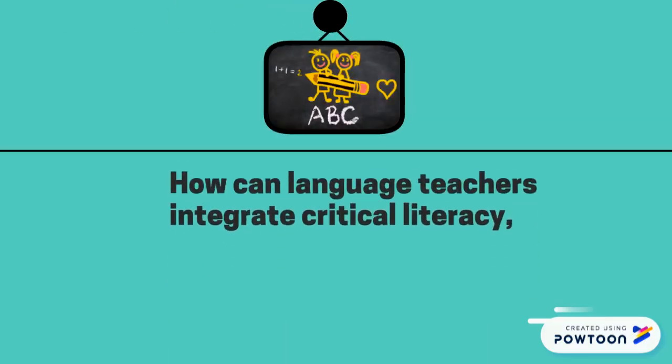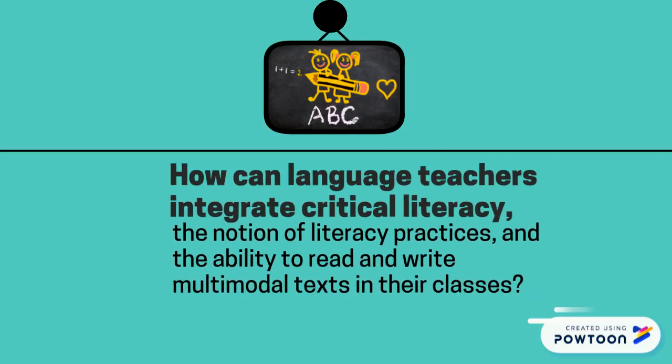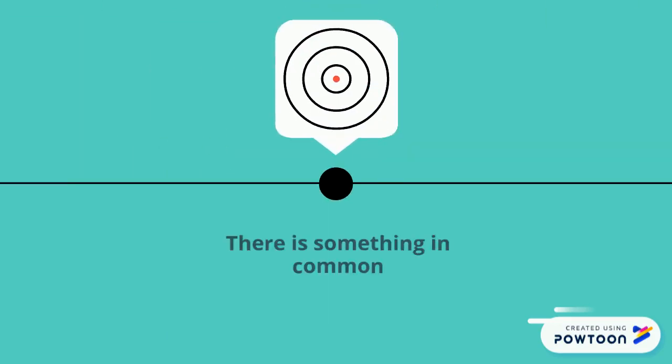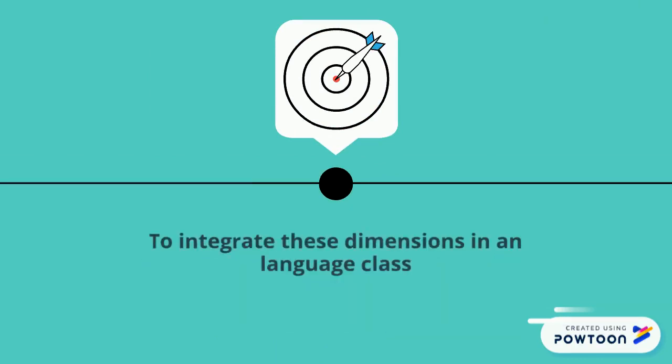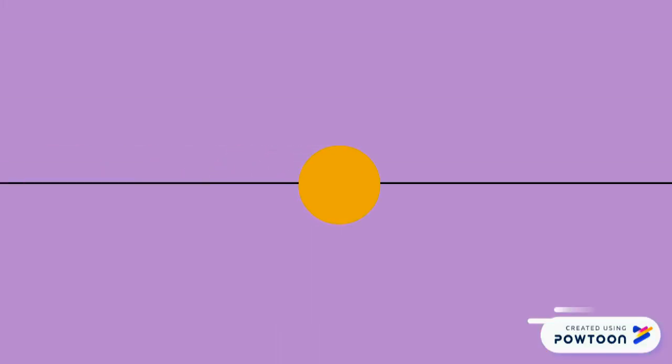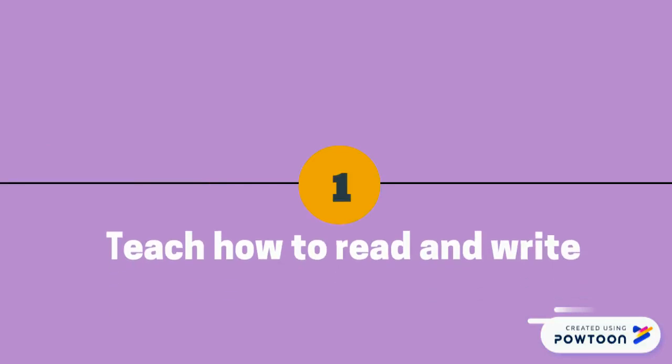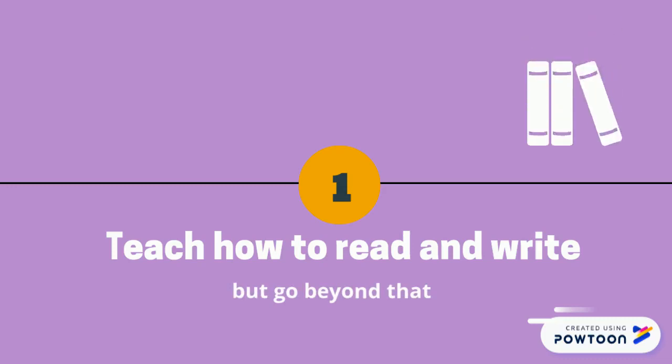Now, in order to answer our first statement about how to integrate these dimensions in a language class, let's take a look. All dimensions of literacy have something in common. Literacy education involves helping students to fully participate in society, so I have designed some tips to apply in a language class. The first aspect is that in a language class, a teacher needs to be aware that he or she is going to teach how to read and write, but not only that.